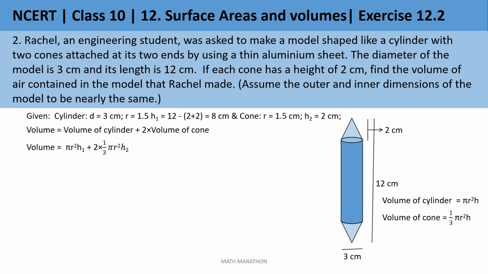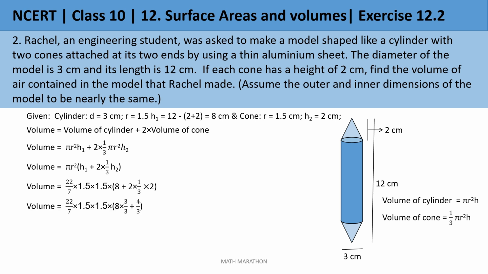Total volume is equal to volume of cylinder, which is pi r square h1 plus twice of volume of cone, which is 1 by 3 pi r square h2. Pi r square is common. So, total volume is equal to pi r square in bracket h1 plus 2 by 3 h2. Total volume is equal to pi, which is 22 by 7 multiplied by r square, which is 1.5 square in bracket h1 which is 8 plus 2 by 3 h2 which is 2.